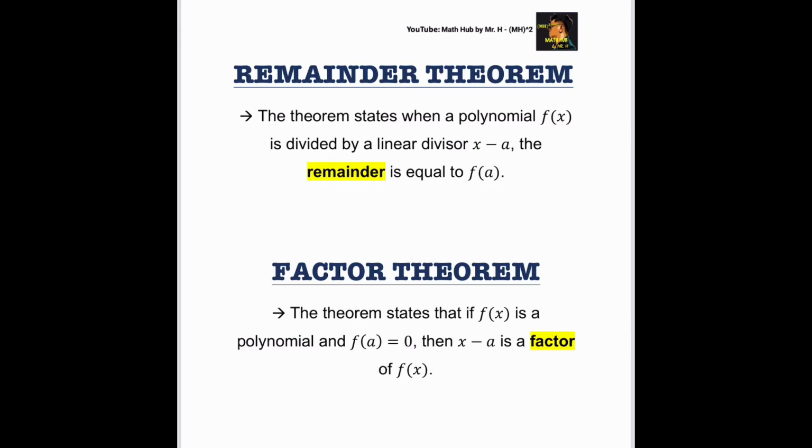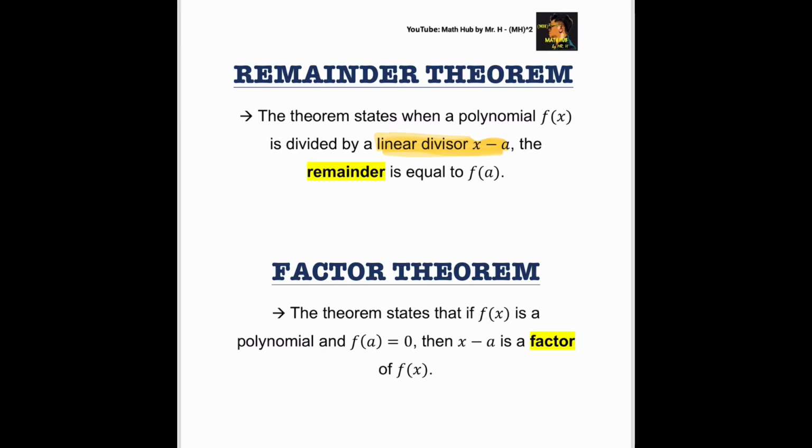Remainder theorem states that when a polynomial f of x is divided by a linear divisor x minus a, the remainder is equal to f of a. Alright, so for the concept of remainder theorem, there are two things that you need to remember. First, it emphasizes what we call the linear divisor. And when we say linear, the degree of the variable x is 1. That's why you have here x minus a.